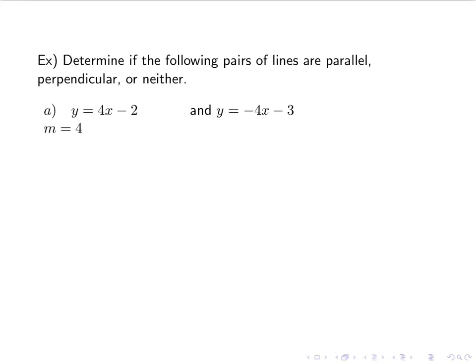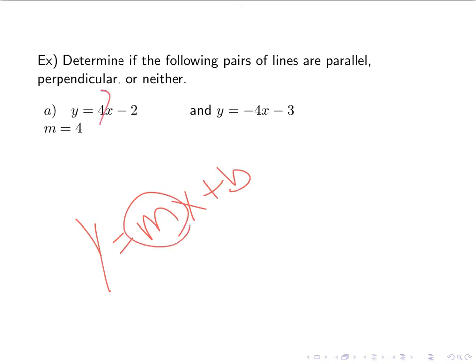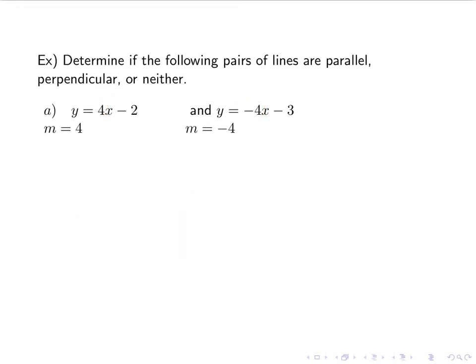So we look at the slopes. The slope of the first one is 4, because notice that we're in y equals mx plus b form. So the slope is just the coefficient of x, so 4. The same is true for the second one. It's in slope-intercept form. So the slope is negative 4. So we ask ourselves, is 4 equal to negative 4? Hopefully we can agree that that is a resounding no.